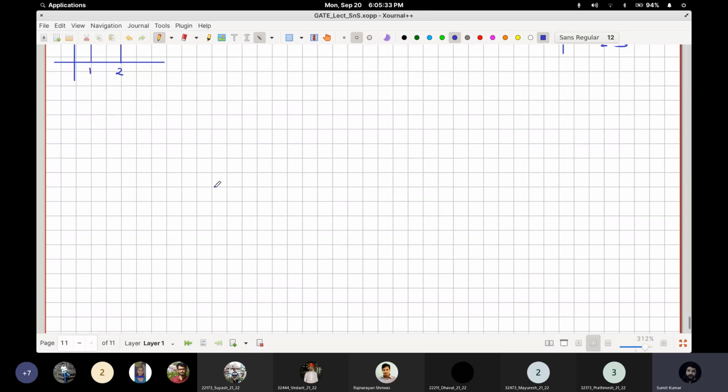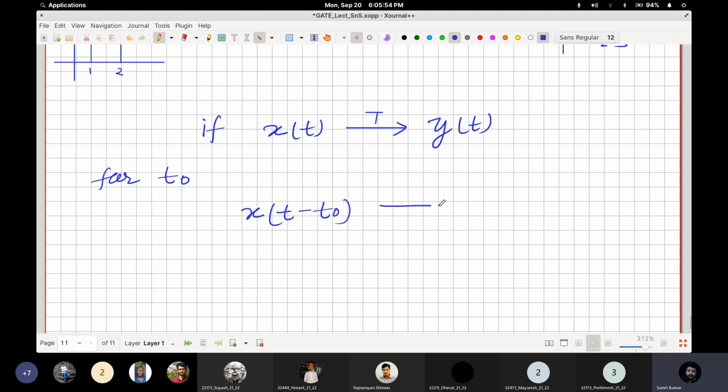So mathematically, let me write it like this: if x(t) is input to the system and due to x(t) your output is y(t), then for t naught, where t naught is just a real number, x(t minus t naught) must produce output y(t minus t naught). Is that clear? If you delayed the input, the output should also be delayed; that means its characteristic did not change with time. Even if you change the time, your output is the same. By the same amount you delayed the input, your output is also delayed. Is that clear to everyone?